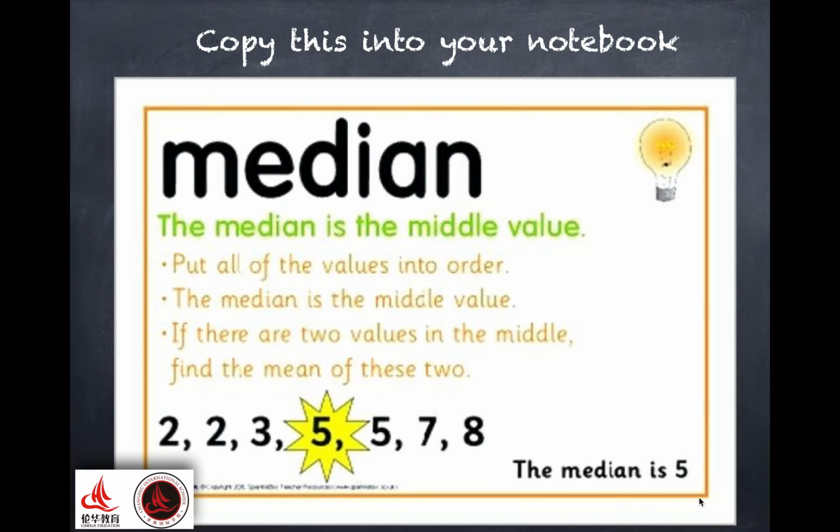Now, next one is median. The median is the middle value. Again, we arrange the numbers from smallest to biggest, and that's how we can find the median. The median is the number in the middle. You can have more numbers on this side as long as the median is in the middle. Please write down median, and the median is the middle value or the middle number.